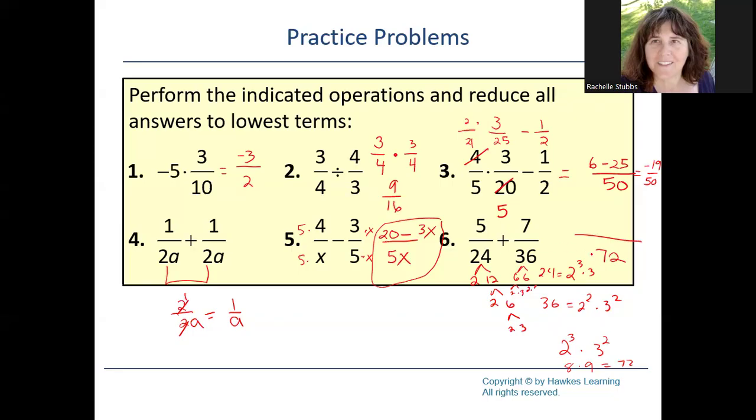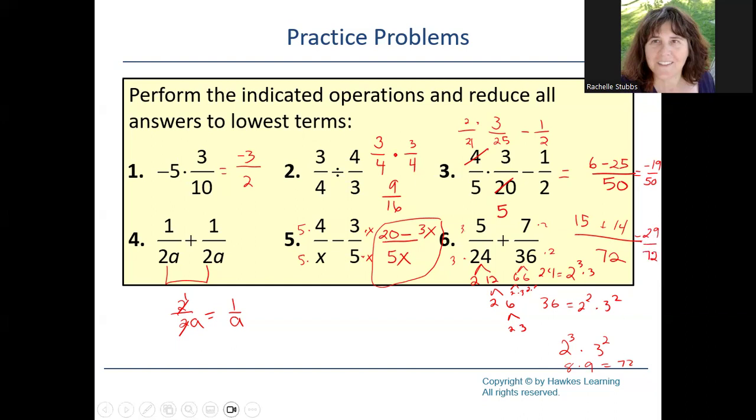24 goes into 72 3 times. 3 times 5 is 15. That makes that equivalent fraction. And for 36 to 72, I had to multiply by 2. So that gives me 14. I multiplied this by 3. So 15 plus 14 is 29 over 72.